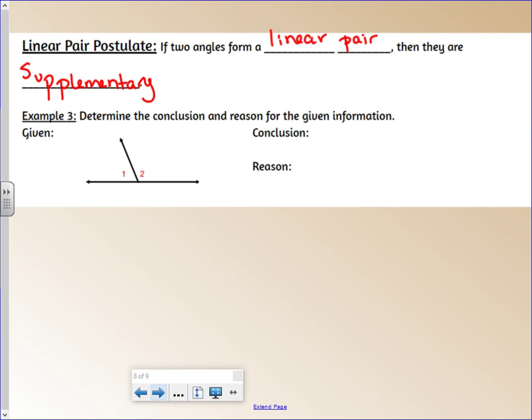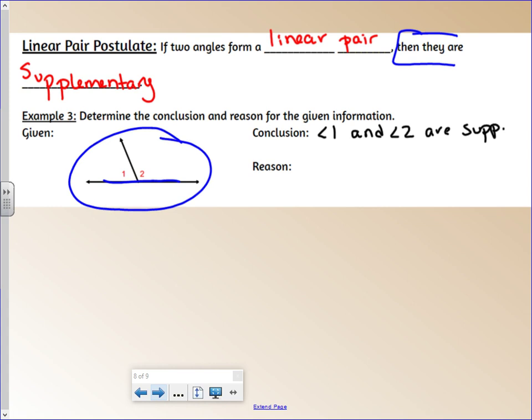So my conclusion, when I see linear pair, is going to be angle 1 and angle 2 are supplementary. And the reason being is that the second part is our conclusion, right? If I know that this is a linear pair, then I can conclude the then part, our conclusion, which is supplementary. It doesn't say equal to 180, so I can't add them up and equal it to 180. It says supplementary. So all I have to do is state that they're supplementary and give the reason as linear pair postulate.